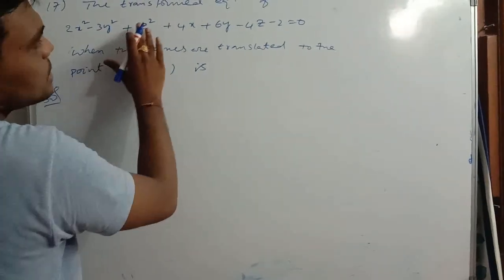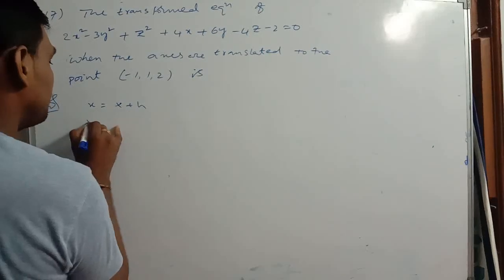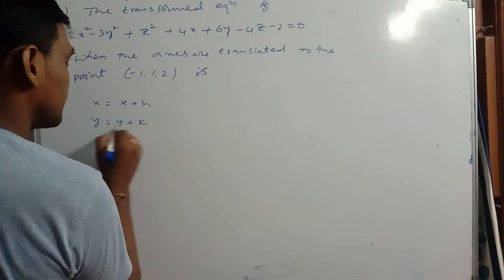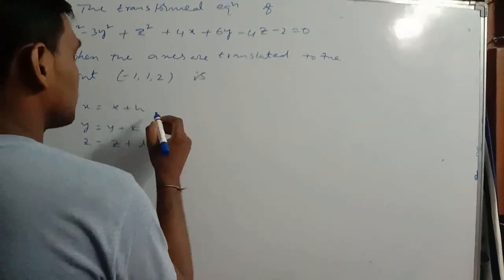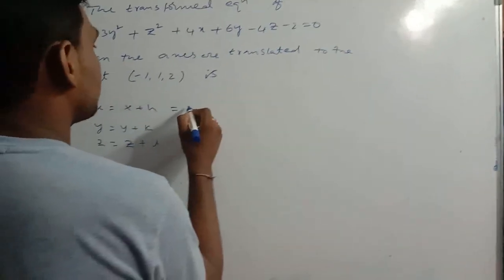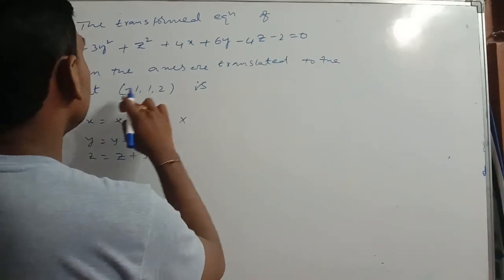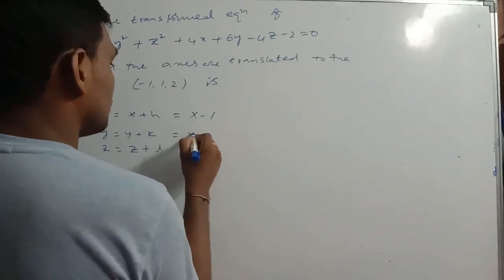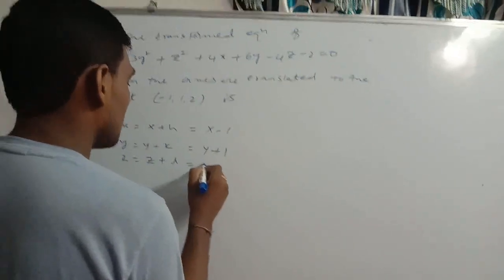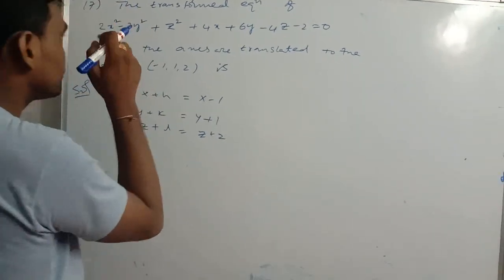Now transform the equation. Small x equals capital X plus h, small y equals capital Y plus k, and small z equals capital Z plus l. So x equals capital X minus 1, y equals capital Y plus 1, and z equals capital Z plus 2. Now substitute the small x, y, z values in this equation.